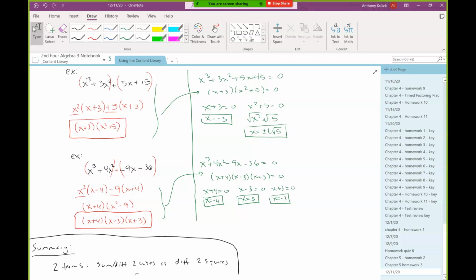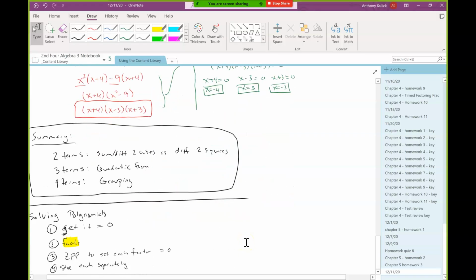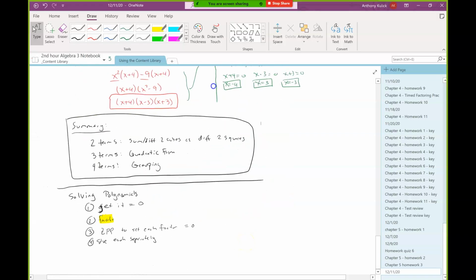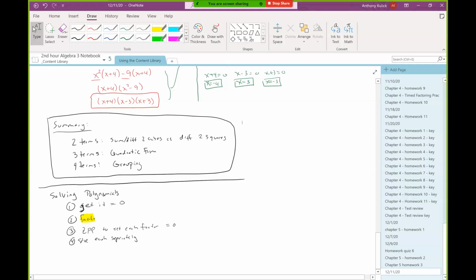But your final homework assignment for Chapter 5 is this homework 3 that's already in the content library. It's 10 solving problems. So again, the first step you'd want to do is to make sure you factor these using the techniques that we talked about already. Then you set each factor equal to 0 and solve each of these factors independently, just like we did in the examples. Okay.